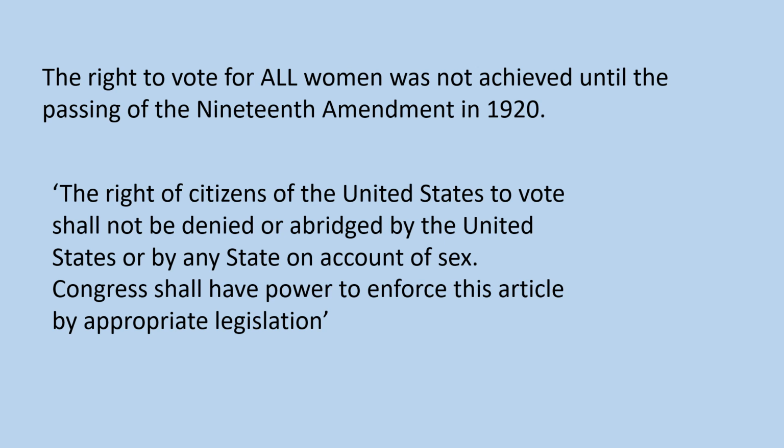So it's interesting to reflect here again that whereas Anthony's arguing here in 1872, the right to vote for all women was not achieved, in theory at least, until the passing of the 19th Amendment in 1920. So, that's a long time period. It's more than half a century. And of course, Anthony had been arguing for women's right to vote long before this time. She'd been a key player in the suffrage movement throughout the 19th century.